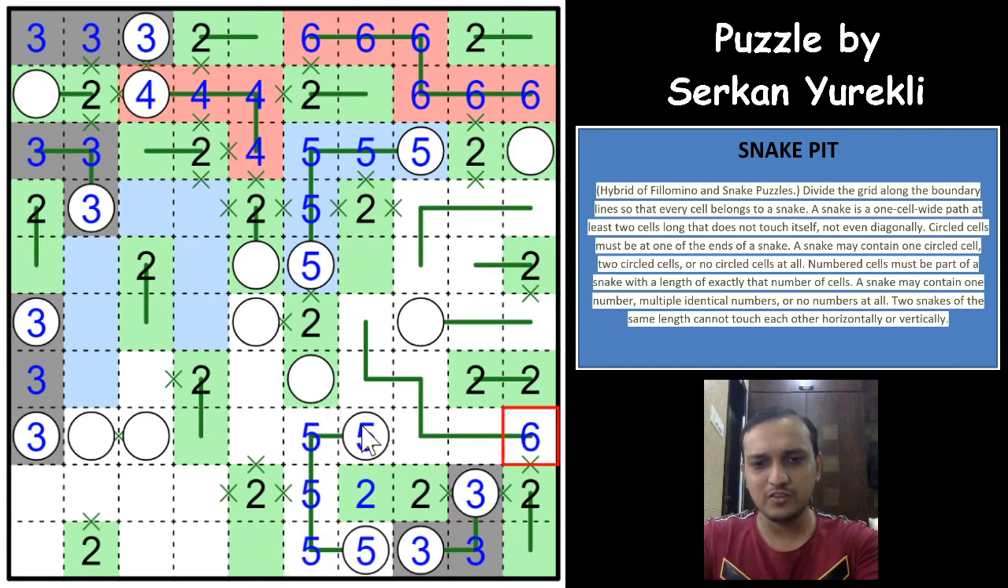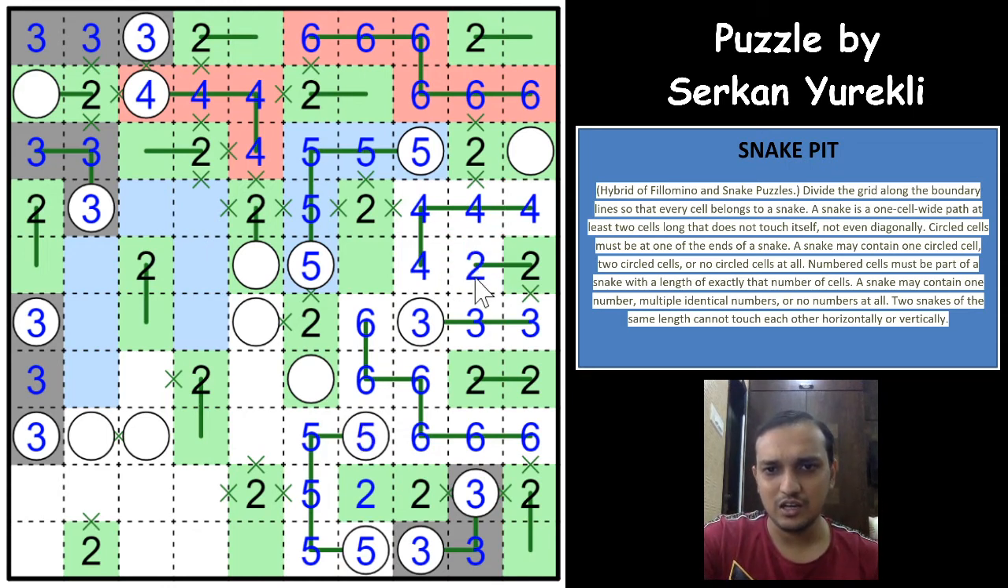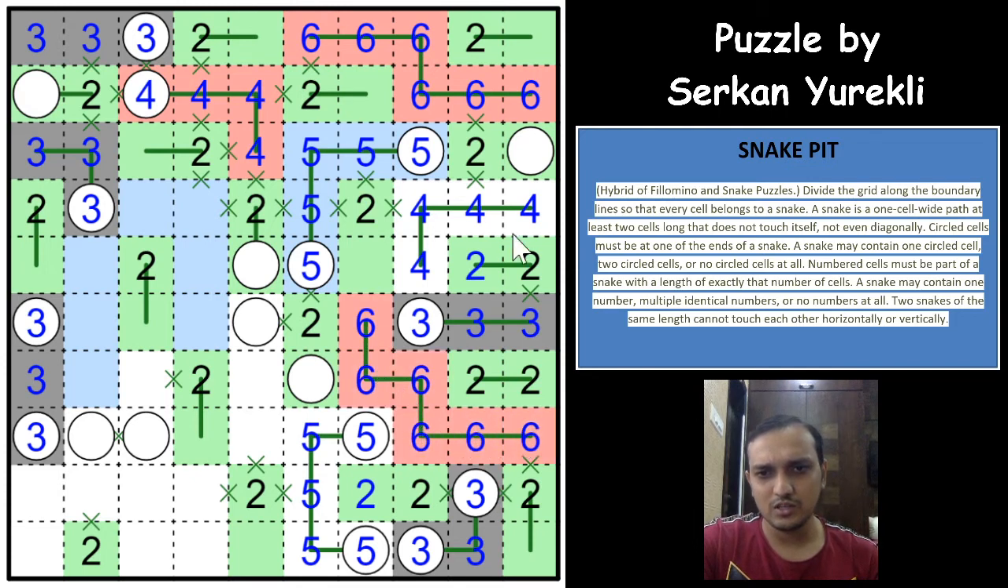So this becomes a 5, this becomes a 6, this becomes a 3, and this becomes a 4. Superb. And with that we solve the right part of the grid. This can be a 6-cell snake, this can be a 4-cell snake, right? And this can be a 5-cell snake.